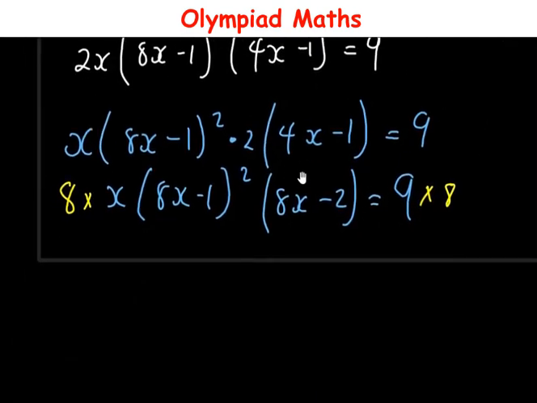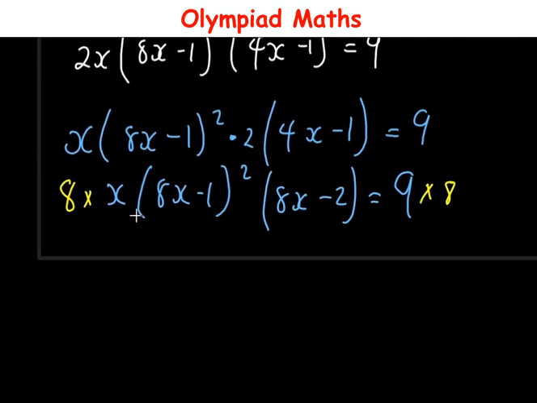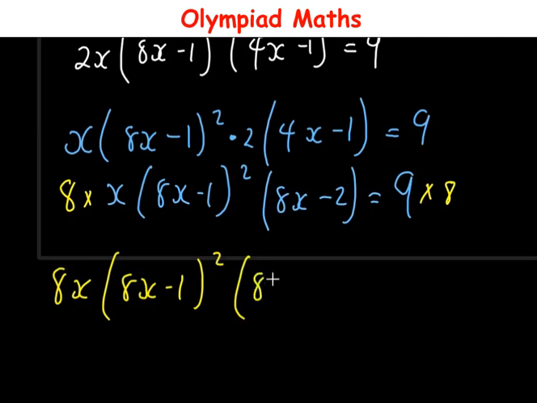So with this, we have 8 times x, that will give us 8x, multiplied by 8x minus 1 all squared, multiplied by 8x. We can rewrite minus 2 as minus 1 minus 1. This will give us minus 2. This equals 9 times 8, which equals 72.